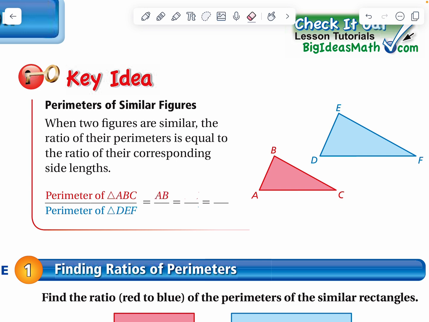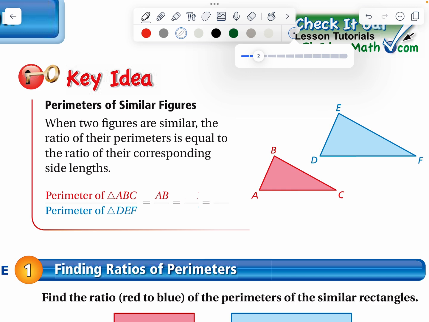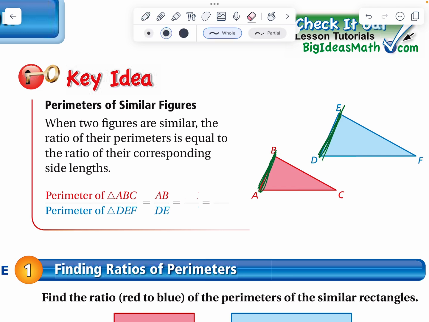Well, if I have side AB, what side does side AB go with? Side AB right here goes with side DE. That ratio of red to blue, or small to big, is going to be the same as the ratio of the other sides. In blue, BC goes with EF. Yep, BC goes with EF.